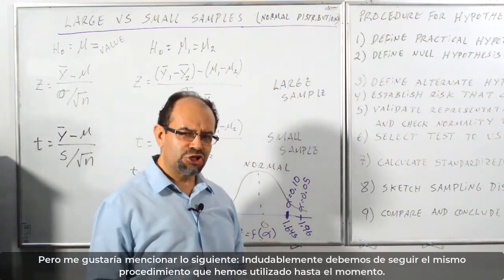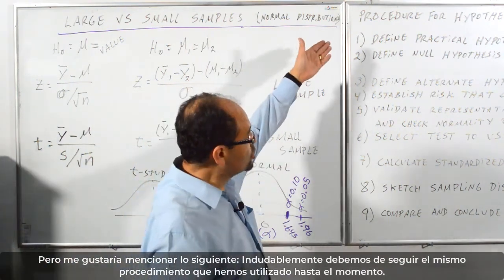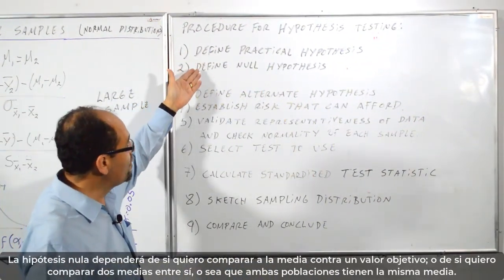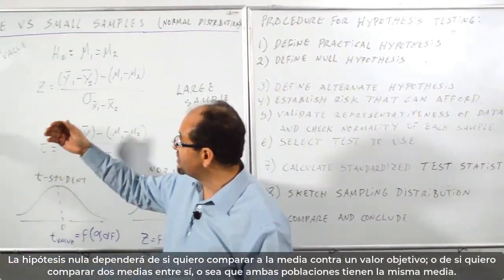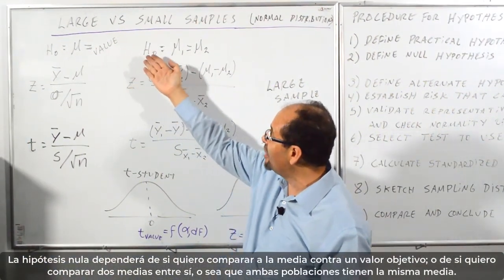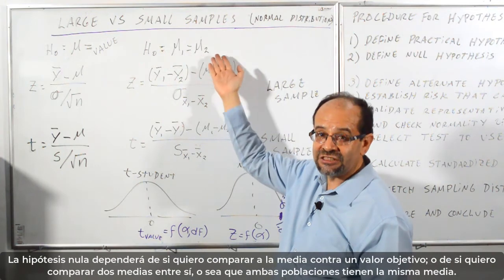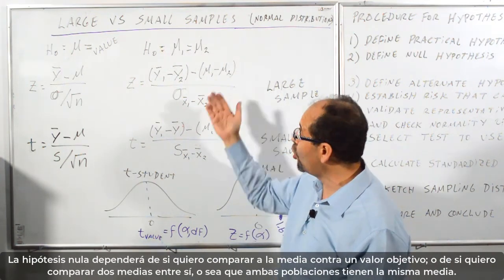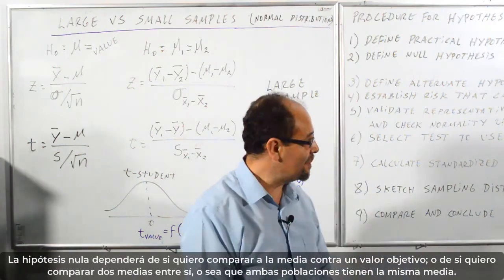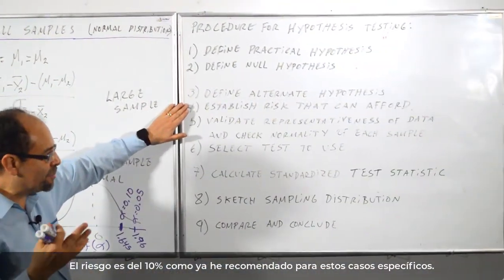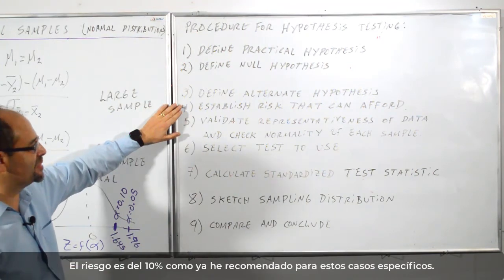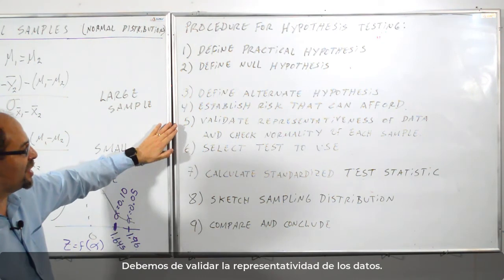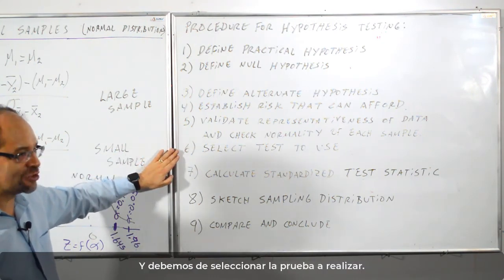But I would like to mention this one. Of course, we are using the same procedure. We are following the same procedure. The null hypothesis, it depends. For instance, it can be that the mean is equal to one value, or one mean is equal to another mean, to a different sample. I mean, both samples are having the same mean, or both populations are having the same mean. Risk, 10%, as I have recommended for these specific cases. We have to validate the data, the representativeness of data, and we have to select the test to use.